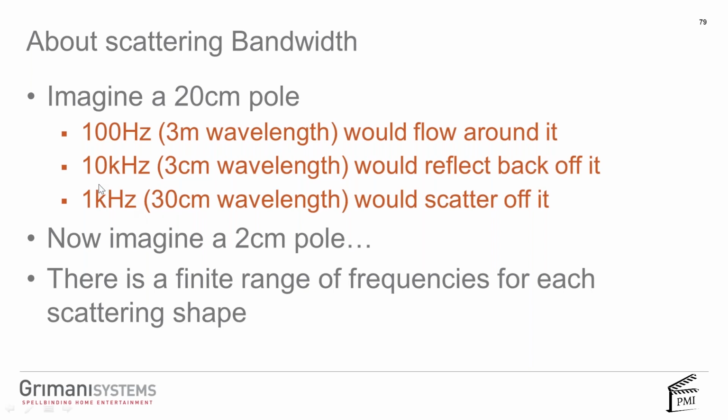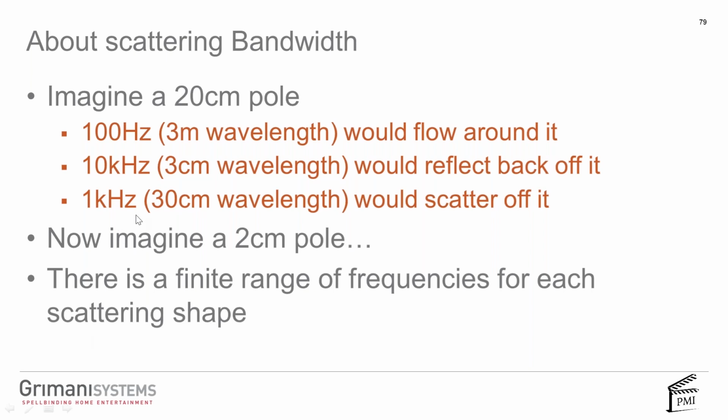If you throw a sound at that pole, again, it's an 8 inch pole, 20 centimeters. If you throw a 10 kilohertz sound, which is 3 centimeters, which is about an inch, actually an inch and a half, at an 8 inch pole, the sound's actually going to reflect off it. It's not going to scatter. It's actually going to bounce off the pole. Depending on where it's hitting, it's going to bounce off different places, but it's not going to diffuse. It's just going to bounce off.